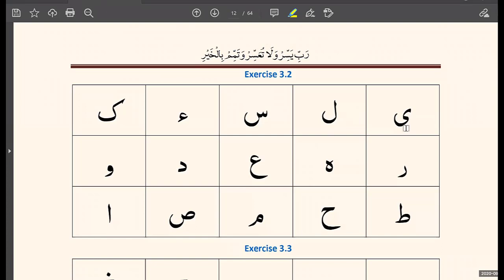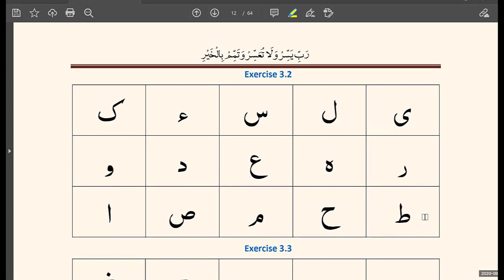Okay, these are 5 columns. Start from top to bottom. Column 1, please. Ya, Ra, Da. Okay, let me know which letter is thin, which letter is thick, and variable. There are 3 kinds. Either all are thick, or they are thin, or variable. Ya is thin. Ra is variable. And Da is thick. Well done.